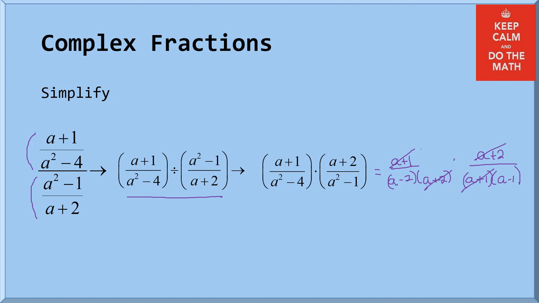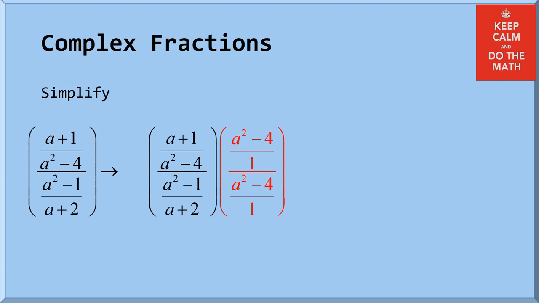Now you'll notice that all of my numerators have reduced, but every time they cross out, they're left with the whole number 1. So the actual answer to this problem is the whole number 1 over a denominator made up of a minus 2 times a minus 1.